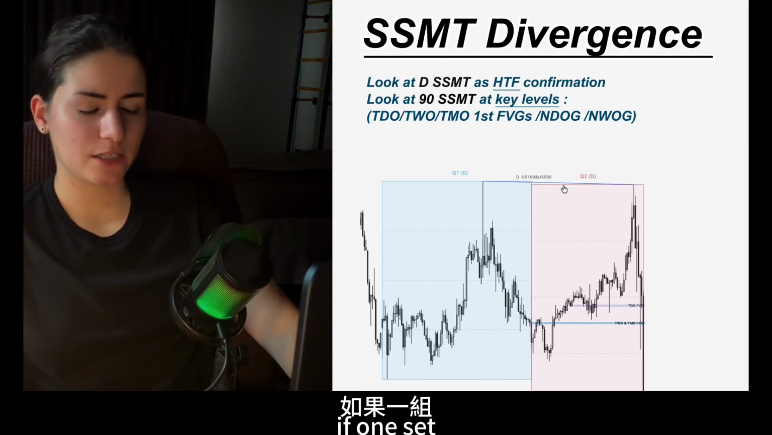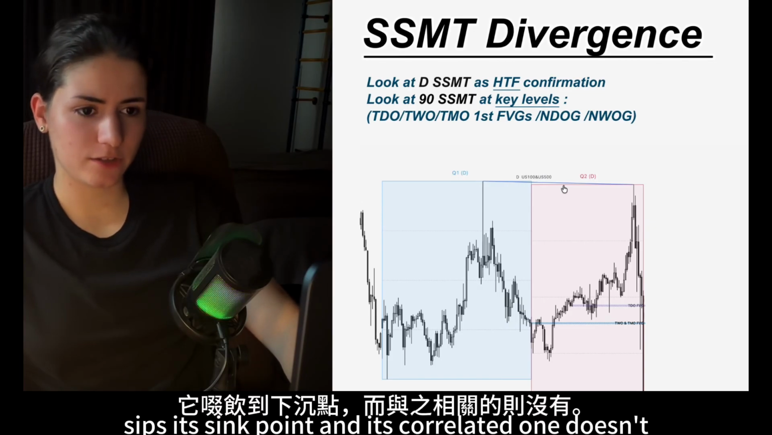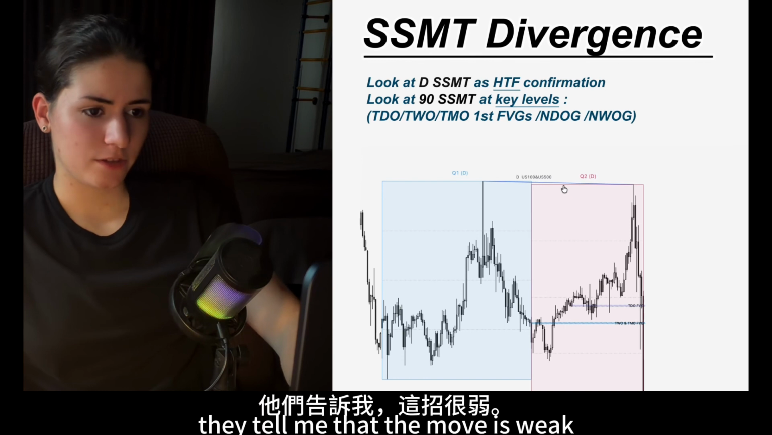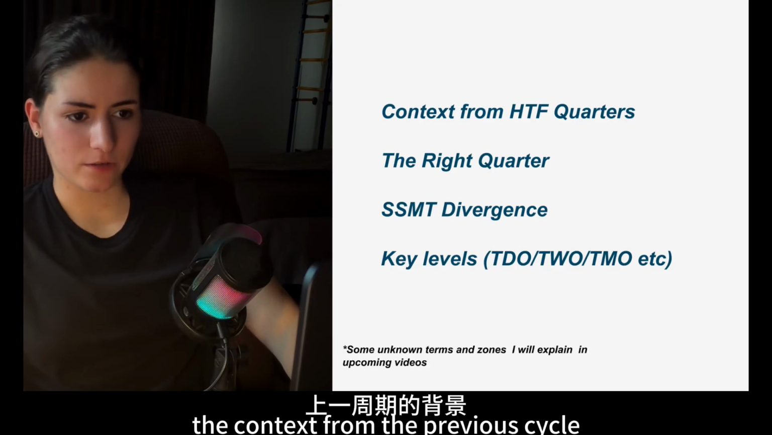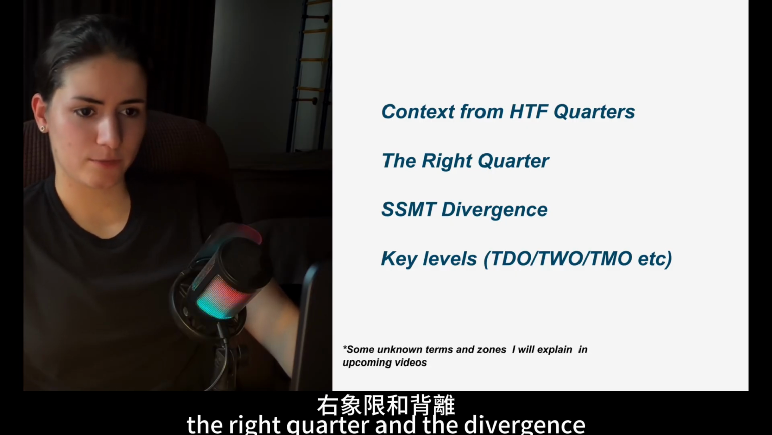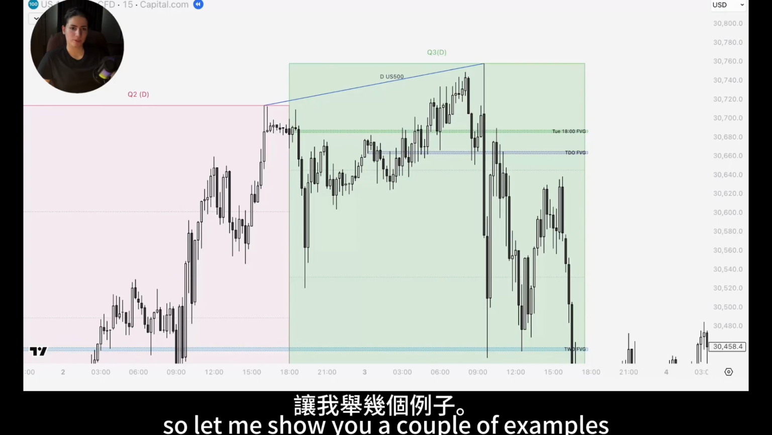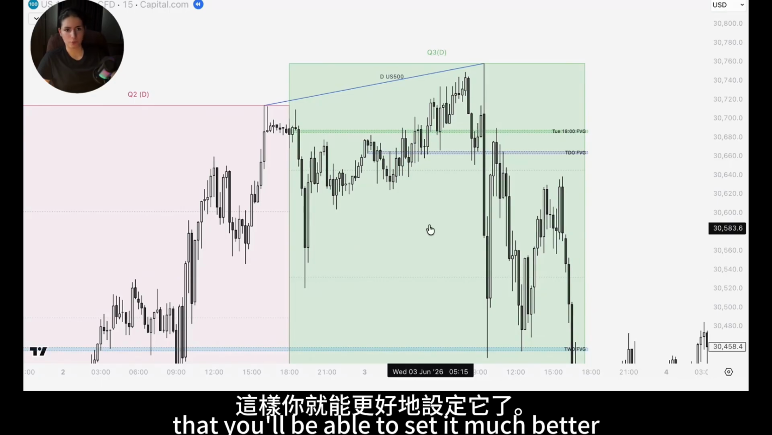If one asset slips its swing point and its correlated one doesn't, they tell me that the move is weak. When all of these come together, the context from the previous cycle, the right quarter, and the divergence, that's my entry. So let me show you a couple of examples so that you will understand it much better.